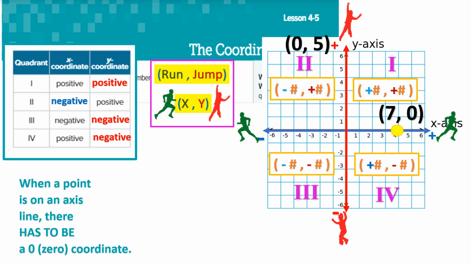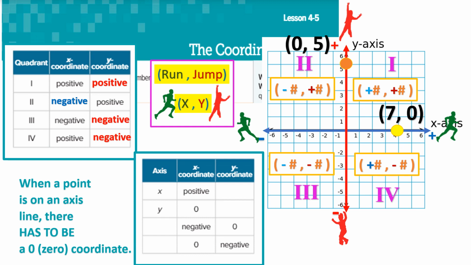If I have one that starts with a 0 and then I have a second number, either up or down, then that tells me that it is going to be on the y-axis because the 0 tells me I'm not running forward or backwards. I'm simply, in this case, jumping up. So if there's a 0 followed by a second number, then I know it's going to be on the y-axis. So that's what the second chart is all about.